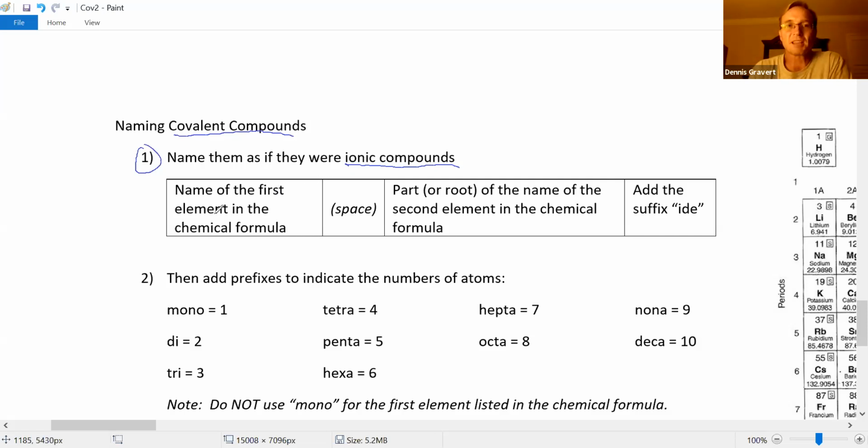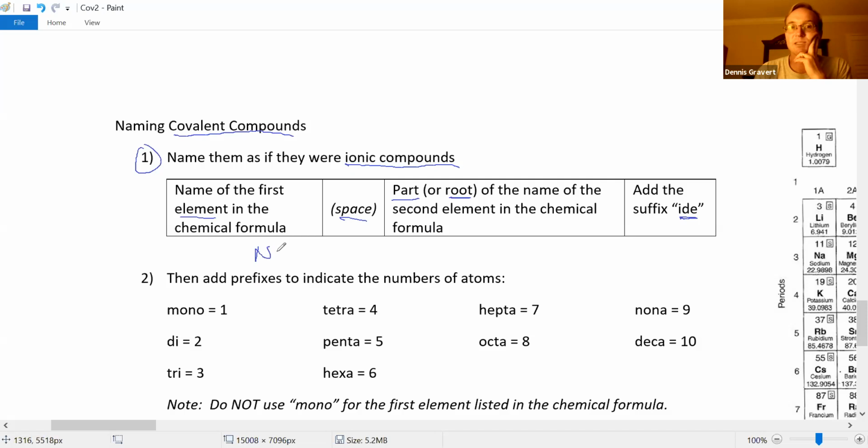Well, the first element in the compound is probably the cation, and you just go to the periodic table and find out the name of it. Use the same name. Put in a space, and then go look at the second element. If it was ionic, that would be your anion, your negatively charged thing. Well, go find its element name, but don't use the whole thing. Just use a part or a root of it. Chop off the ending, in other words, and then tack on a new ending, ide. That's how you construct it.